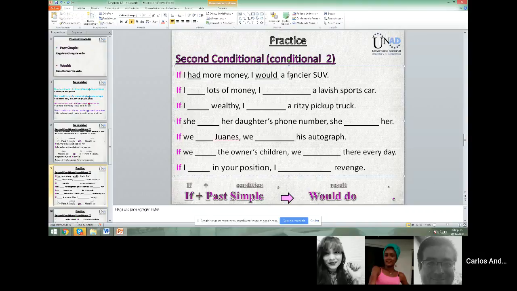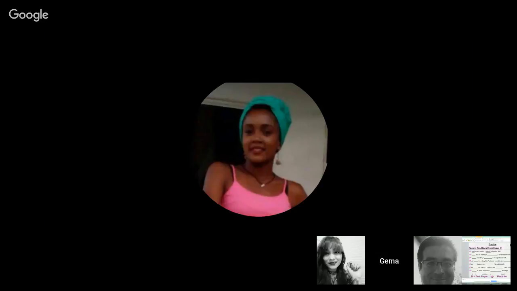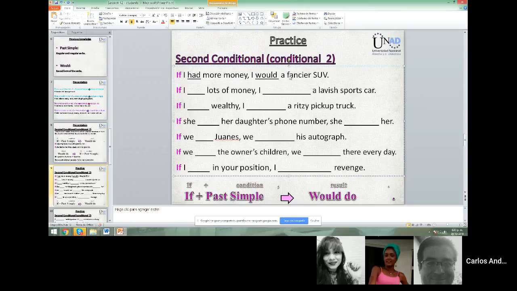If you have money, what can you do with the money? You have the money, so you go and you... What do you do with the money, Gemma? Buy. Yeah. Repeat after me. Buy. Read that again, please.